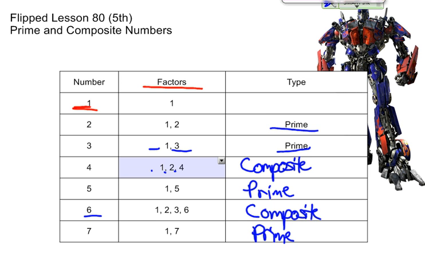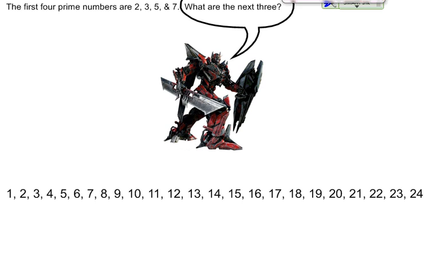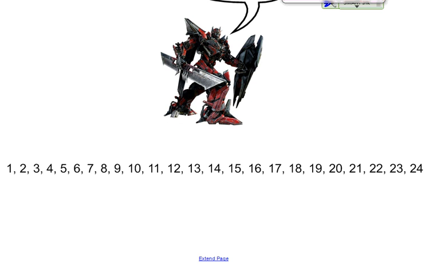So Optimus is helping us figure out primes. Let's apply this knowledge. We got another prime helping us out here. It says the first 4 prime numbers are 2, 3, 5, and 7. We just explored that a minute ago. Now the question asks, what are the next 3? And so to do this, I've taken the time to produce a number line for us. We've identified our first 3.